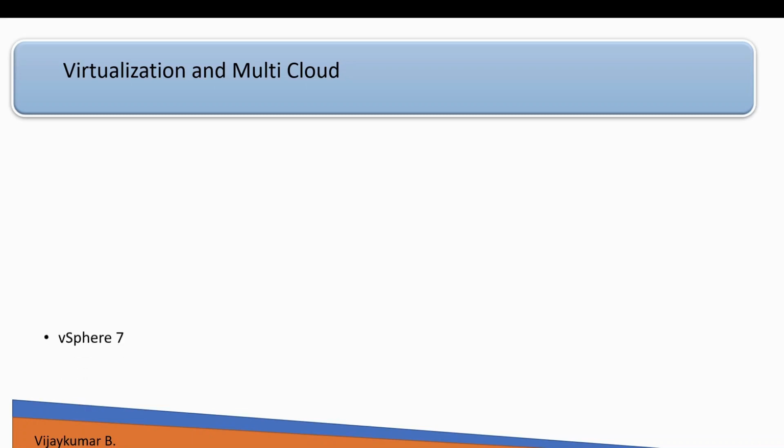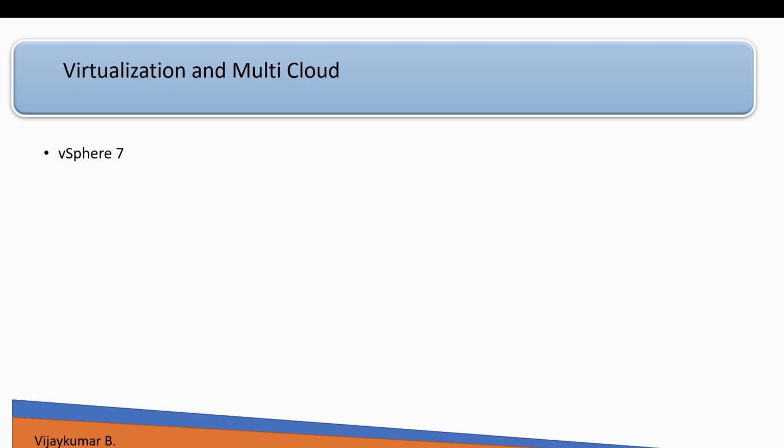In that, the first product or solution we see is vSphere 7. vSphere right now, the latest one, is 7, which is why I mentioned vSphere 7. vSphere 7 includes two major components: one is ESXi and the other is vCenter Server.